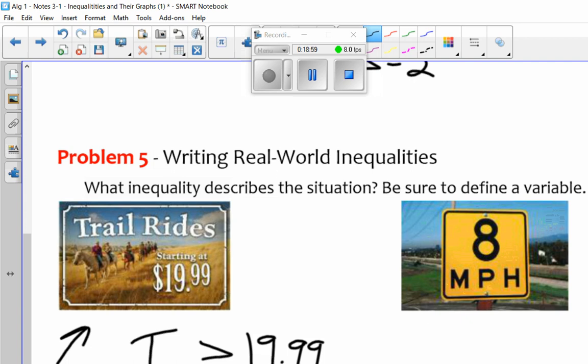Okay, the next one, I see this road sign. I've only seen 8 miles per hour before on the sign that's at the dump. So they want you to go slow when you're driving around the dump. So I'll use S for speed. And can I go 8 miles an hour? Yes, you can. But what do they want me to really be doing? It's 8 miles an hour or less. So I'm going to go ahead and say less than or equal to 8.